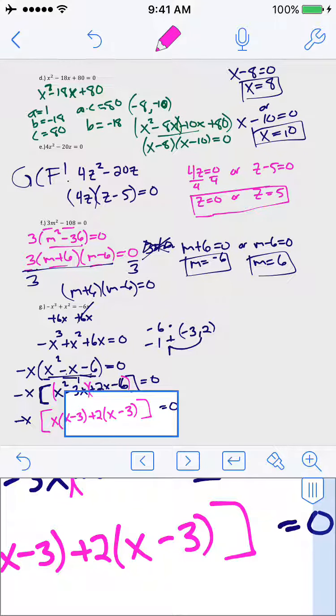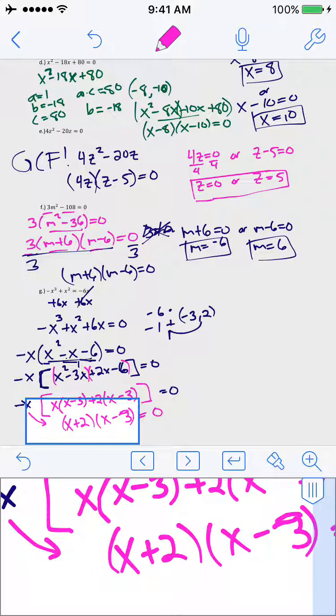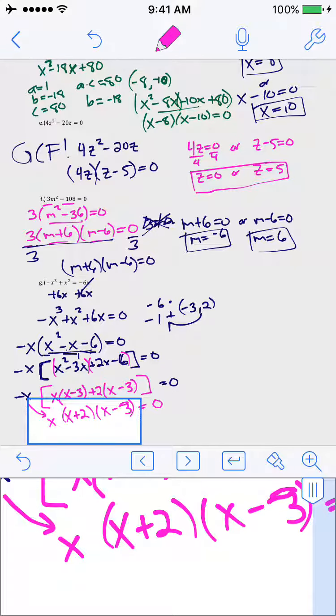And then it looks like I have an x plus 2 and an x minus 3. That is equal to 0. And of course, I'm going to drag and drop that x as well. So that's my final factored form, right? Prime, prime, prime. Sweet. And that makes sense because I started off with a cube and I broke it into 3 x's. Last thing I'm going to practice is zero product property.